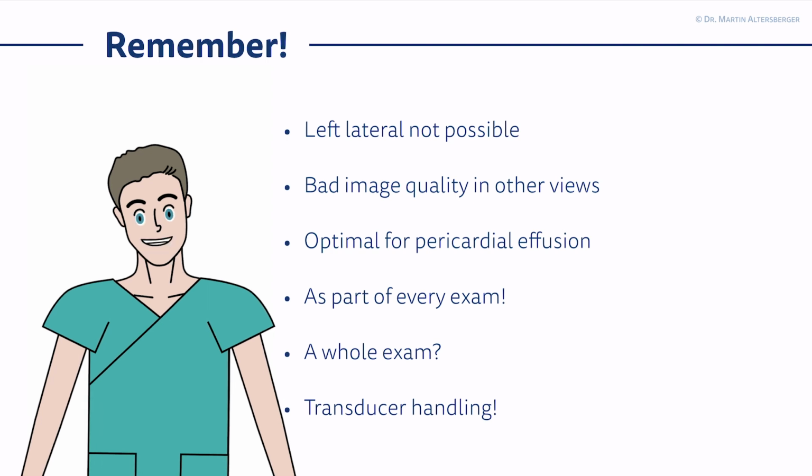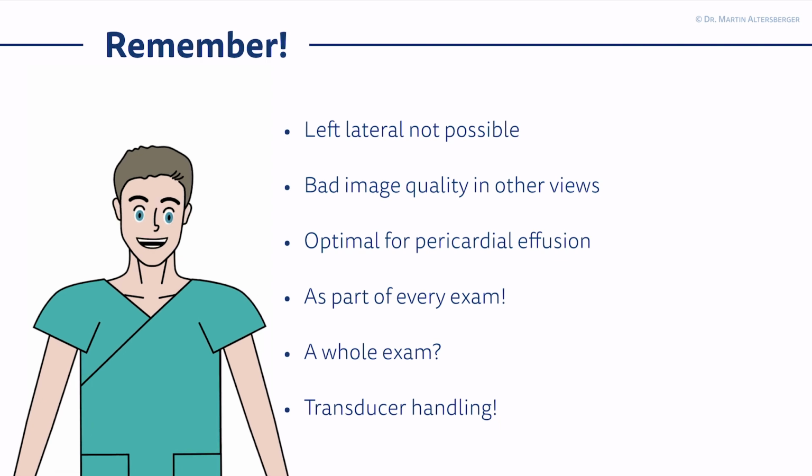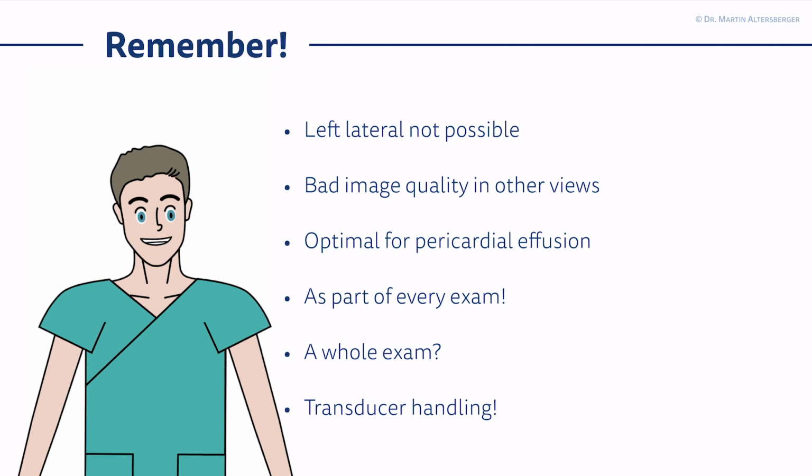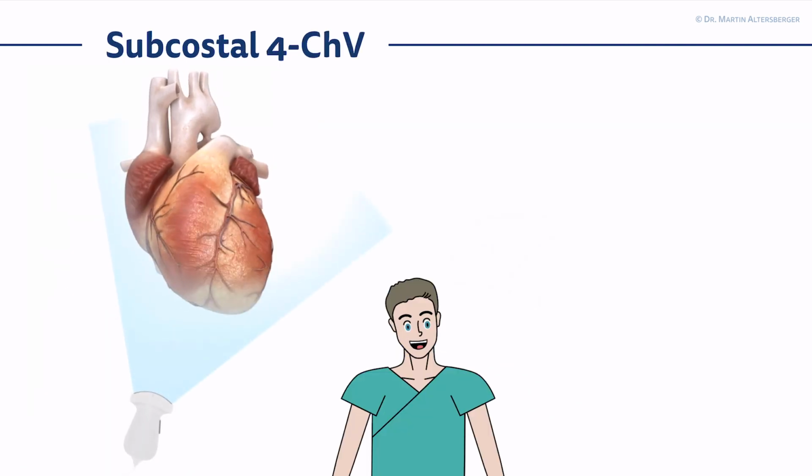This is the best view for pericardial effusion and also to measure the right ventricular wall thickness. It should be a part of all of your echocardiographic exams, and basically you can perform almost a whole exam from this position. Important, of course, is the transducer handling, to know and to visualize the standard views.